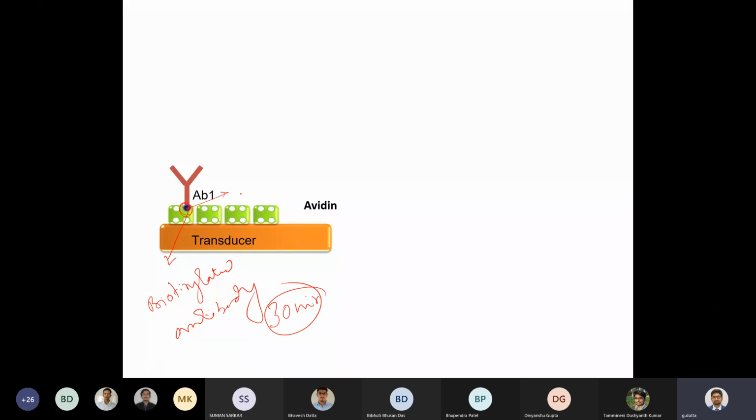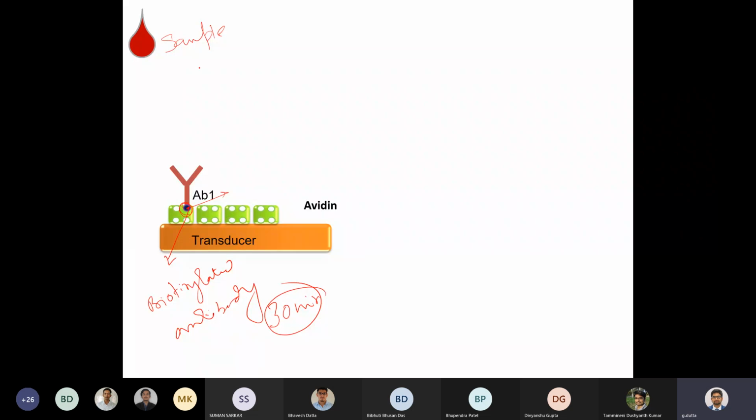Okay. Now what will we do? Now we will add the sample, right? So this is the sample. This is the total biosensor formation. If I ask the question during the exam, you have to describe this whole set of steps. This is the total biosensor design.